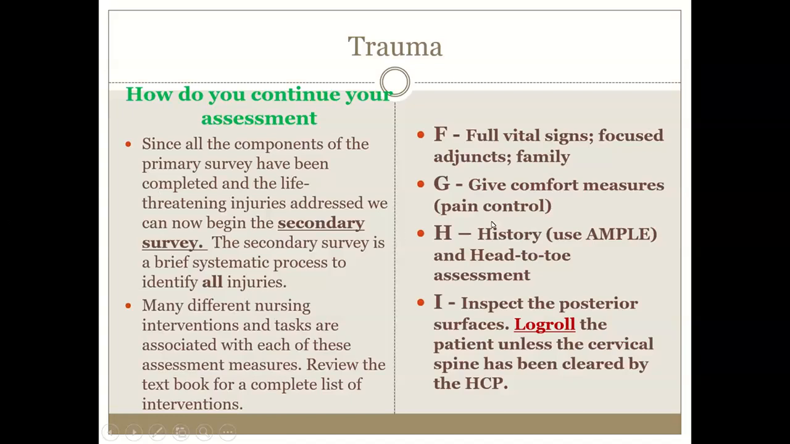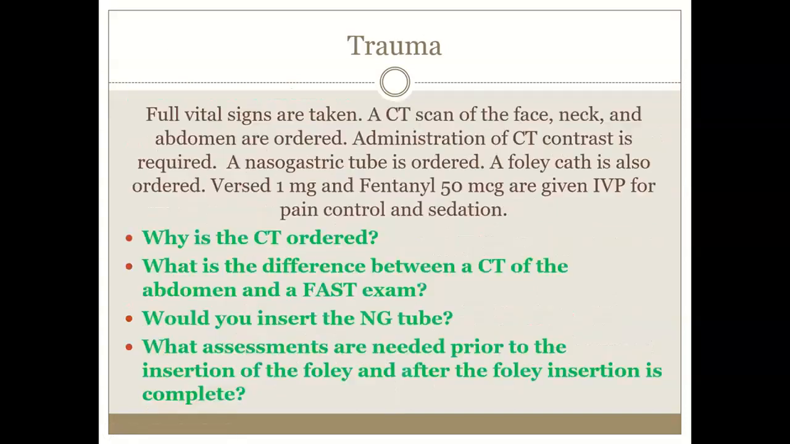So what we have is the remaining letters, which are F, G, H, and I. When we look at F, we see that full vital signs, focused adjuncts, and family are within the F. And then G is give comfort measures, that's give pain medicine. H is history, and we take a history using the AMPLE acronym, and then we want to inspect the posterior surfaces. In other words, we need to log roll the patient if the C-spine hasn't been cleared. Otherwise, once the C-spine is clear, then we would just turn them over. But either way, the posterior surfaces have to be assessed.